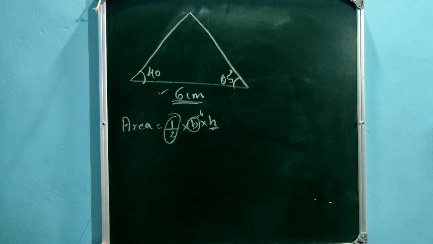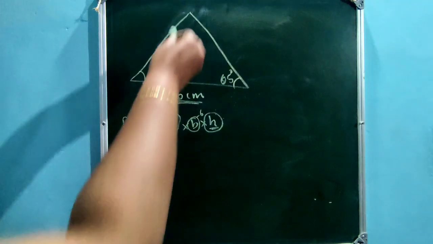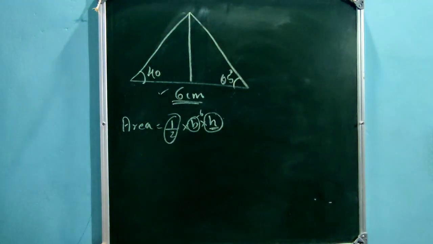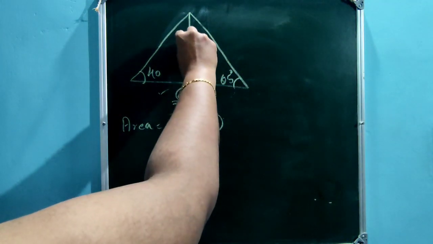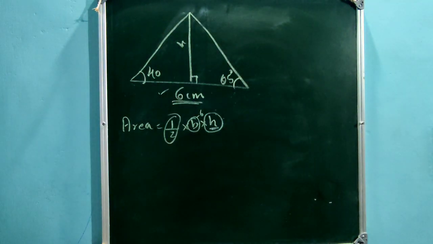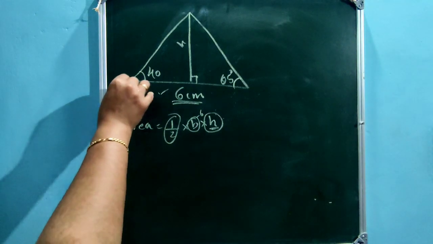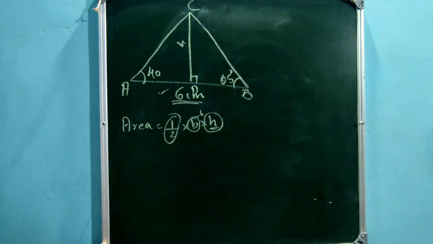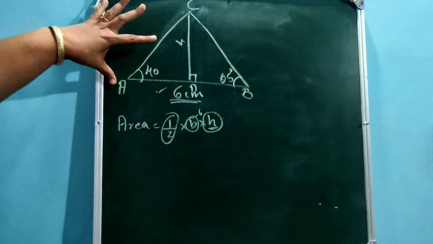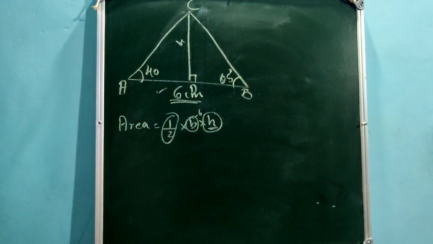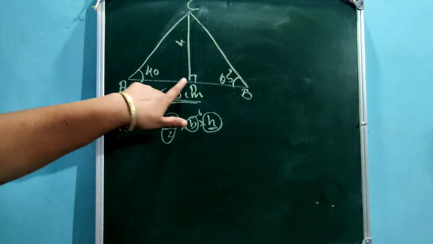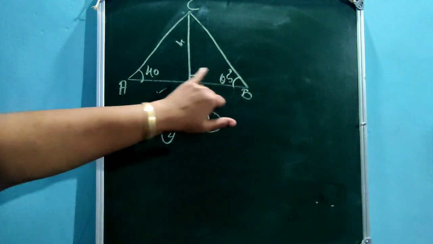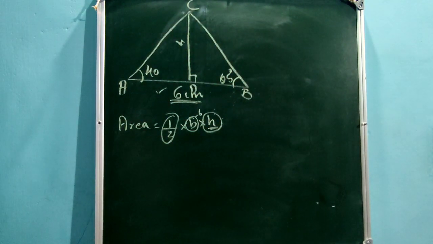So first we need to find out this H, that is the perpendicular height from the third vertex to the base. So this is the height of the triangle and it is perpendicular to the base, right? Then I am going to name this triangle as ABC and this point as D. By drawing the CD, we split the big triangle into two small right triangles. One is triangle ADC and other is triangle BDC. Okay, two right triangles.